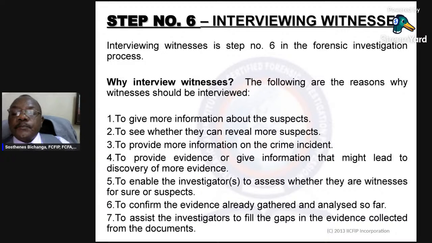I've just mentioned briefly why interviewing is important. Interviewing witnesses will assist us to complete the documentary evidence already collected. Where there are gaps, the witnesses will give us the information. Where documents are missing, the witnesses will give us the information. The witnesses will even be able to give us more information about the suspects.